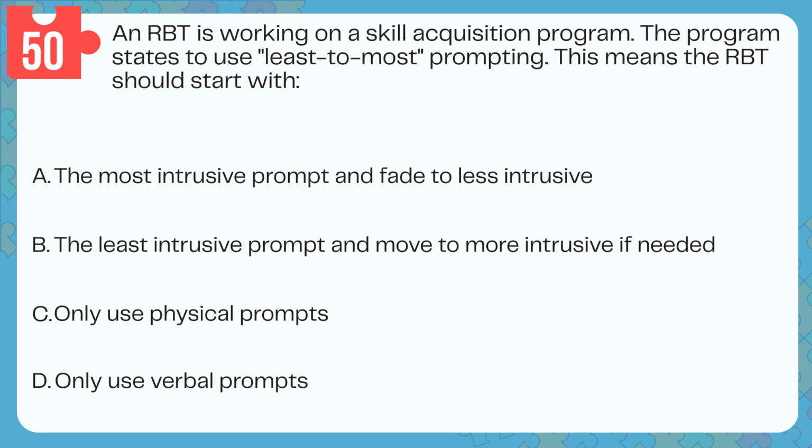Question 50. An RBT is working on a skill acquisition program. The program states to use least to most prompting. This means the RBT should start with A. The most intrusive prompt and fade to less intrusive. B. The least intrusive prompt and move to more intrusive if needed. C. Only use physical prompts. D. Only use verbal prompts.